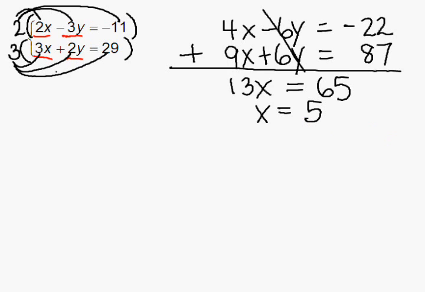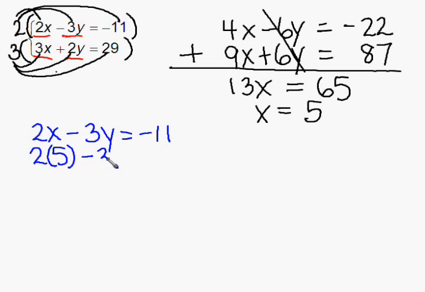Now we're going to use multiplication to create the positive 6y out of the second equation. So I'm going to take the existing positive 2 and multiply it times positive 3. But that means I'm going to multiply everything by 3. So 3 times 3x gives me 9x. 3 times 2y creates a positive 6y. And 3 times 29 is 87.